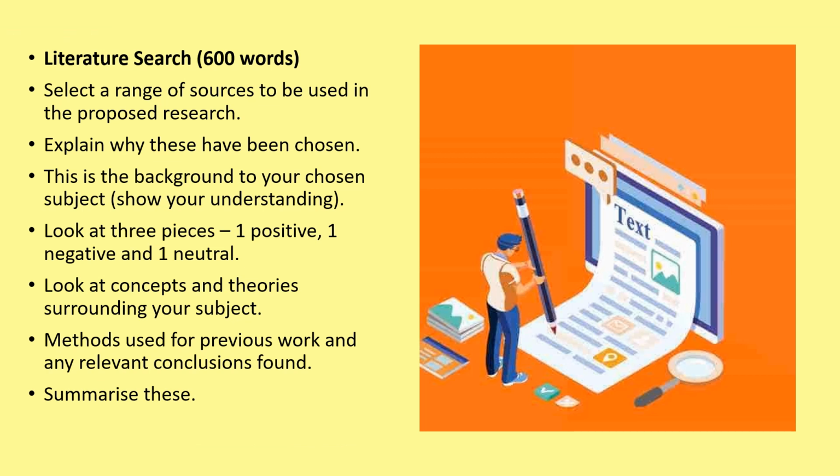Spending time on Google Scholar and reading books is a part of the literature search. So for the project, you need to complete a literature search, which is 600 words long. You need to select a range of resources to be used in the proposed research. Explain why these have been chosen. This is the background to your chosen subject, shows your understanding of the topic. You need to look at 3 pieces, a positive, a negative, and a neutral.